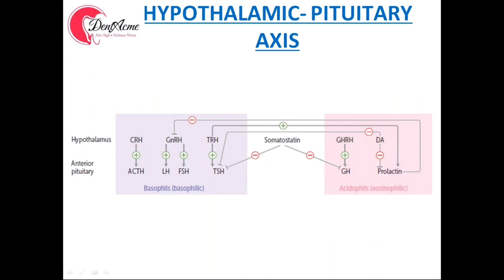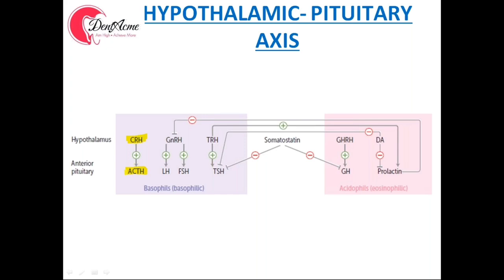Okay, let's try and talk about them a little bit. So CRH released from the hypothalamus stimulates the release of ACTH from the anterior pituitary. And this ACTH, also known as adrenocorticotrophic hormone, basically acts on the adrenal cortex. So this is straightforward, no confusion here.